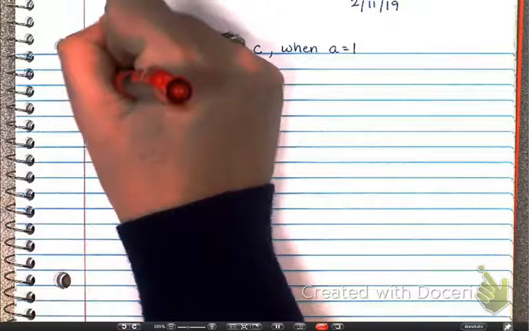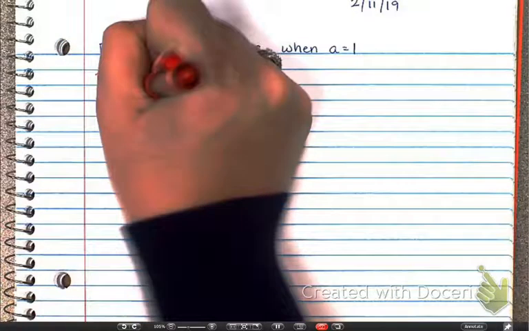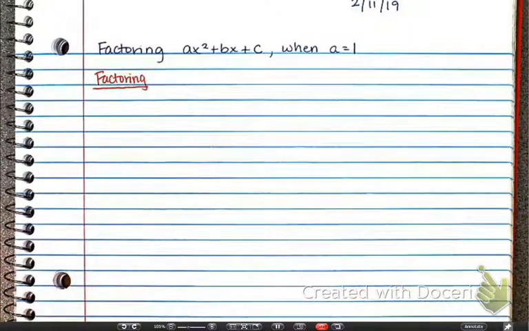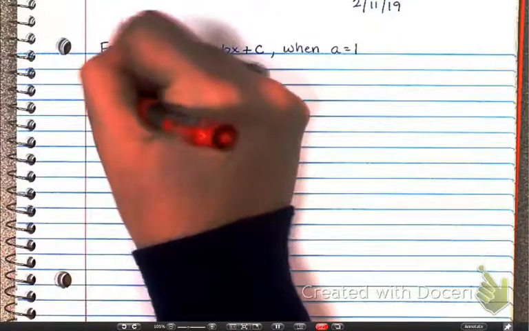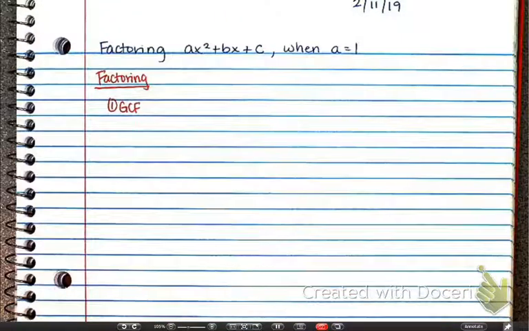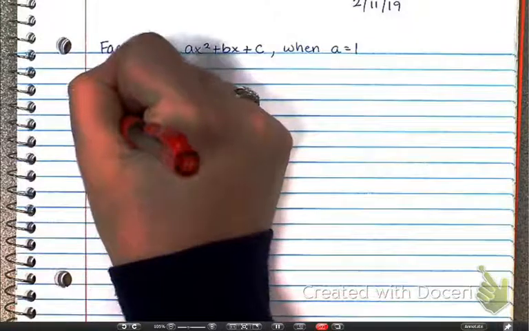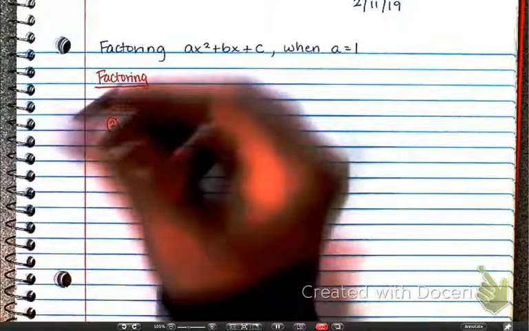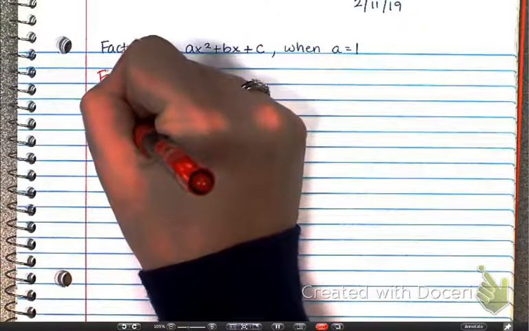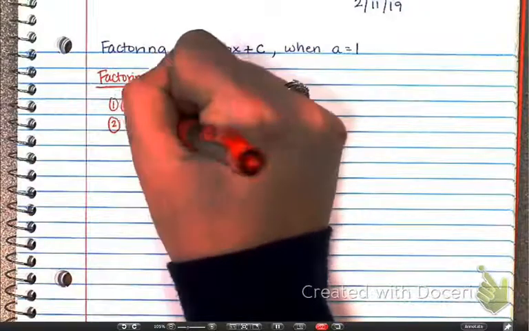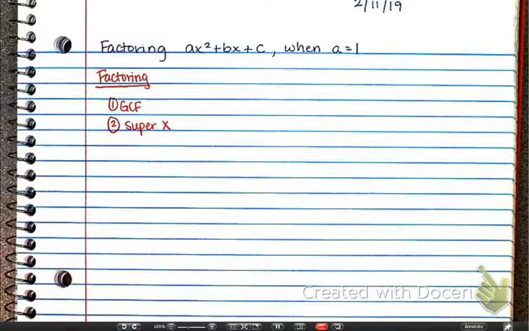But on Friday, I started to give you a list of factoring. What was the very first thing I told you we needed to look for when we factored? GCF. Always look for GCF. Make your life easier if you can. Okay, that is still the case. The second thing we're going to do if GCF doesn't work is we're going to look for what I'm going to call the super X. And I'm going to explain that to you in 2 seconds. So GCF first and then the super X.